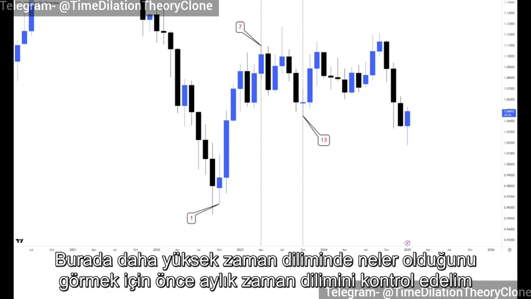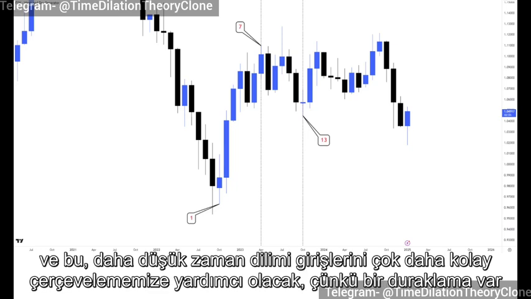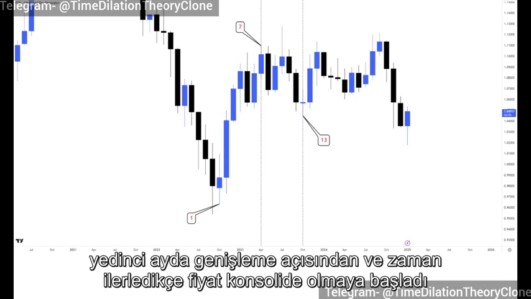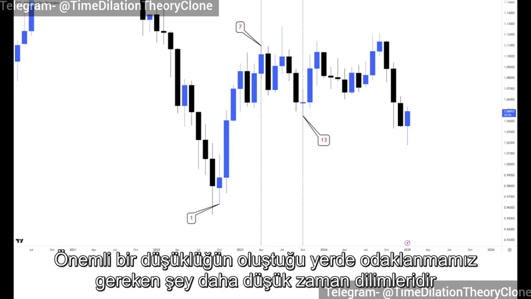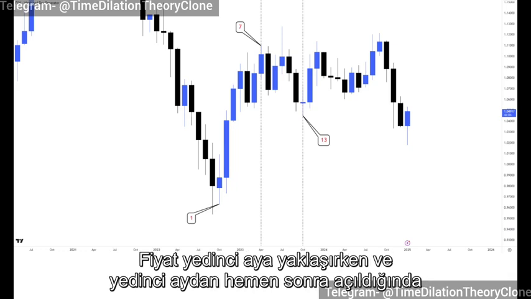Let's check the monthly time frame first in order to see what's happening here on the higher time frame, and this will help us to frame lower time frame entries much easier. As you see, there's a pause in terms of expansion at the 7th month, and price started to consolidate as the time started being contracted and then distorted. And we get a great turning point at the 13th candle, where a significant low is created. What we need to focus on is lower time frames, as the price approaches the 7th month and just after the 7th month is opened.